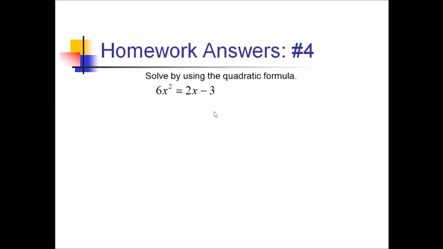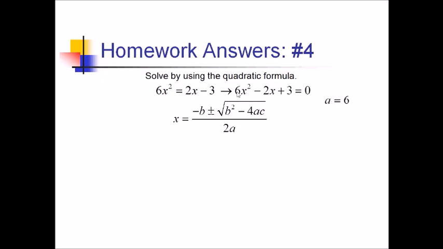For number 4, before we can use the quadratic formula, we have to put this in standard quadratic form. So let's subtract the 2x and add the 3 to get it over to the left side. And now we've got it in decreasing order of exponents and all zeroed out. So now here's our quadratic formula. And the a value now will be 6. B value will be -2, which we would not have realized if we didn't move this 2 over here. And then C value is +3.